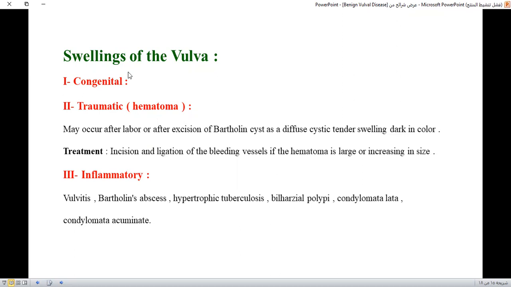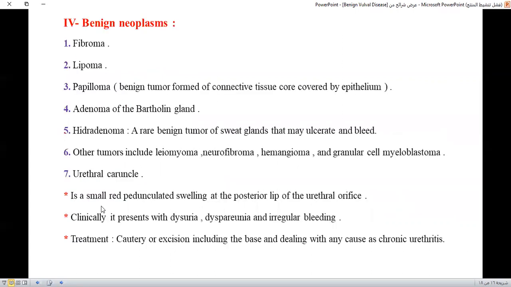إذا السويلنج of the vulva أما يكون congenital أو traumatic اللي هي الهيماتوما after excision of Bartholin cyst or after labor. Treatment: incision and ligation of the blood vessel if large or increasing in size. And inflammatory swelling: vulvitis, Bartholin abscess, TB, bilharzia, and other. The fourth point is benign neoplasm like fibroma, lipoma, papilloma, adenoma, hydroadenoma, and other tumor like leiomyoma. And the last one is urethral caruncle.